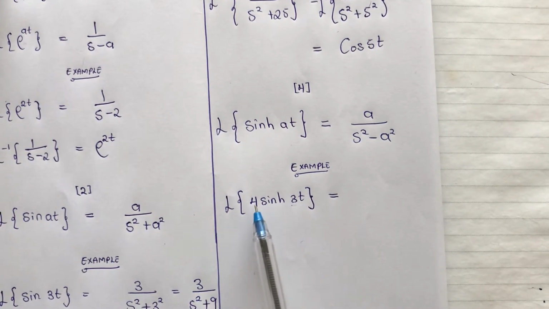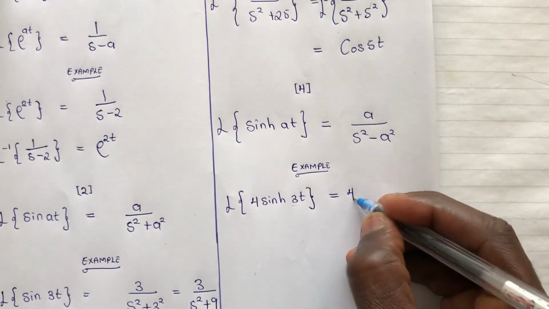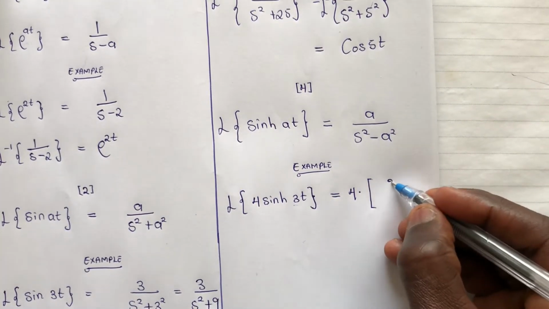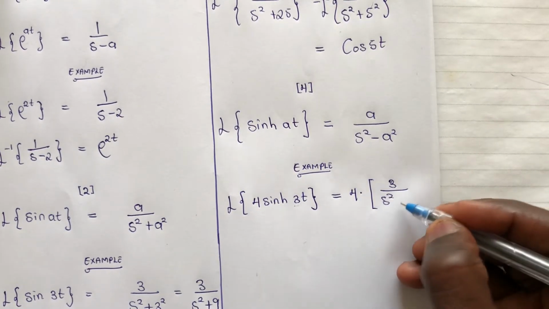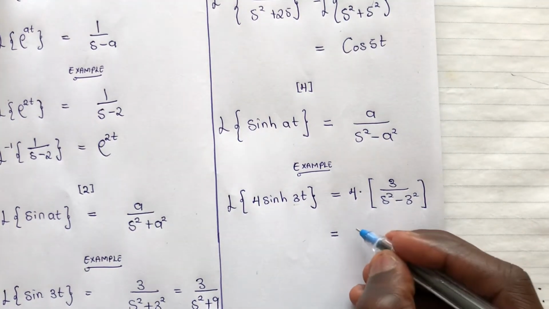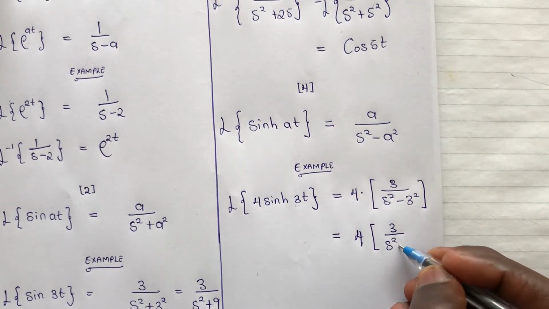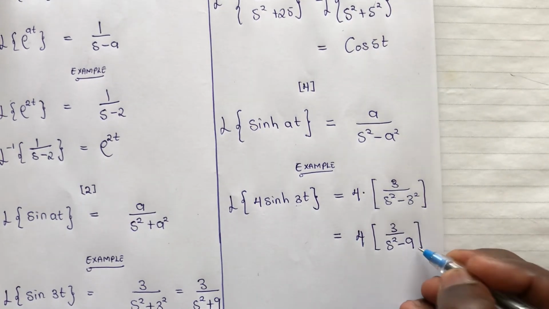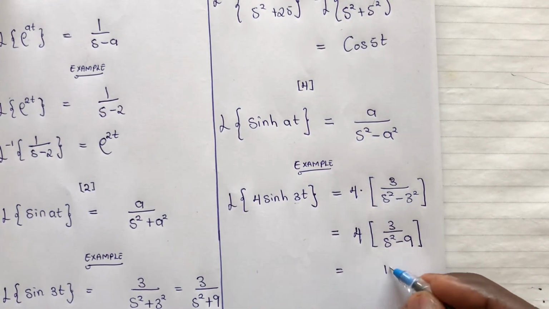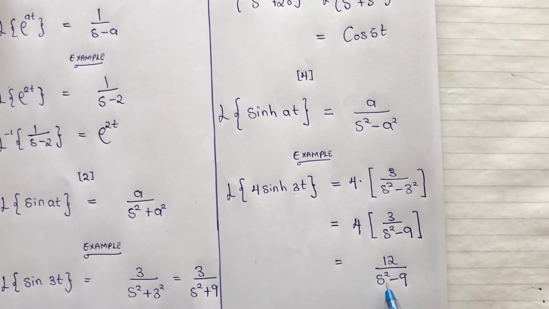This is our a. This is 4. 4 is multiplying this result. So we can write our 4 somewhere here. Now this will multiply the result a, which is 3. So we have 3 over s squared minus 3 squared. What are we getting? This is giving us 4 times 3 over s squared minus 9. And we can simplify this by using this 4 to multiply this, giving us 12 over s squared minus 9. You can choose to leave the answer here or break it down to this form.